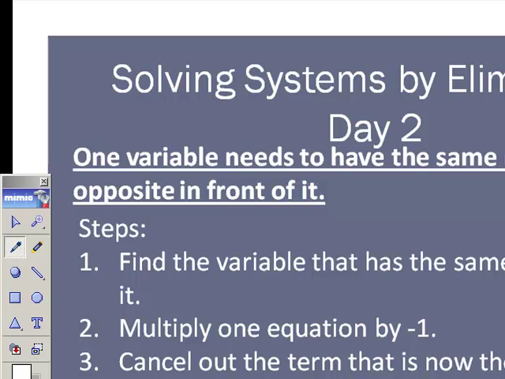What we're going to have today is one of the variables with exactly the same number in front of it. Instead of being the same number but opposite, it's going to be exactly the same. So in order to make them opposite, we're going to have to multiply one of our equations by -1. Now, we can't pick and choose, okay? You have to multiply the whole equation by -1.